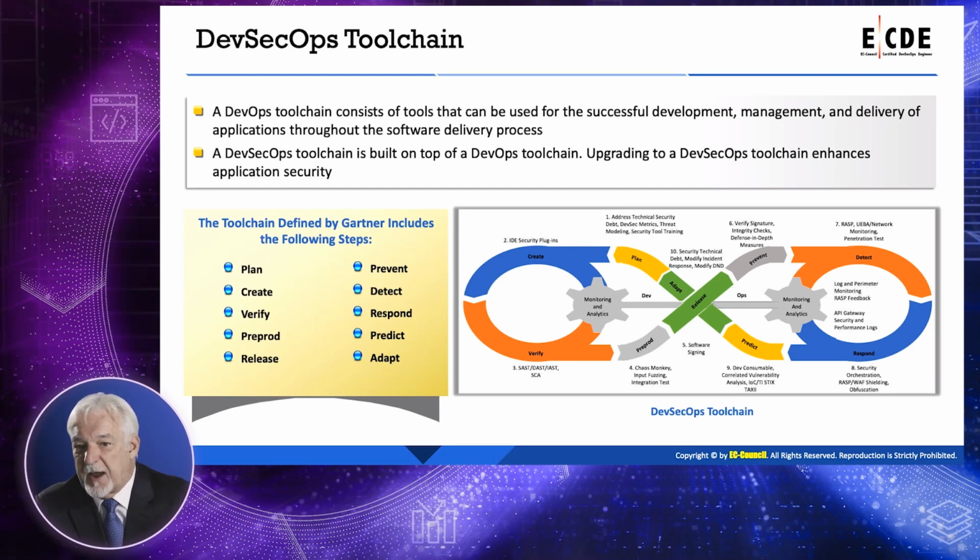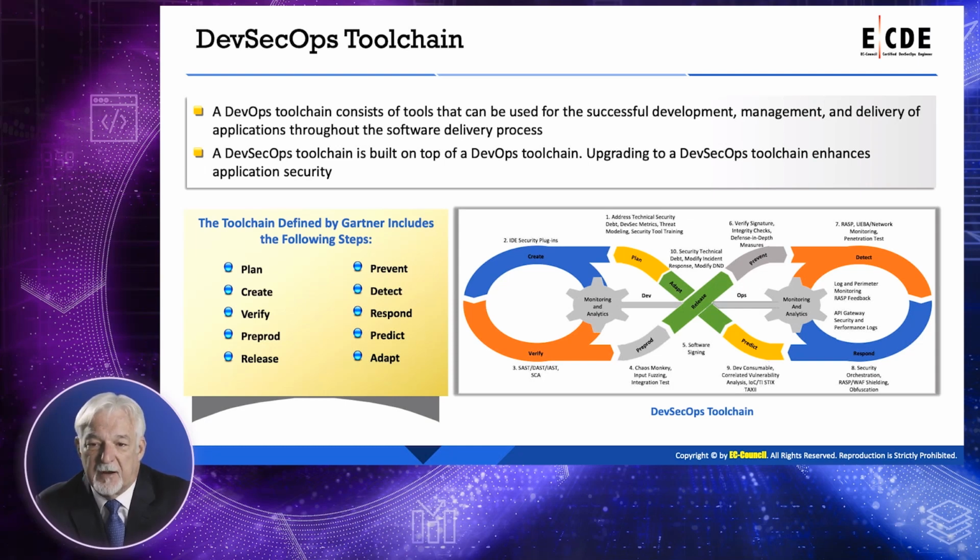And so let's look at the graphic a little bit here. On the plan side, we address technical security debt, which means known security issues that were carried forward from the last release. We also look at the DevSec metrics, threat modeling, and security tool training. Then we get into the create side, and this is where we do the integrated development environment security plugins. As we get into verifying what's being created, we implement SAST, DAST, IAST, and SCA.